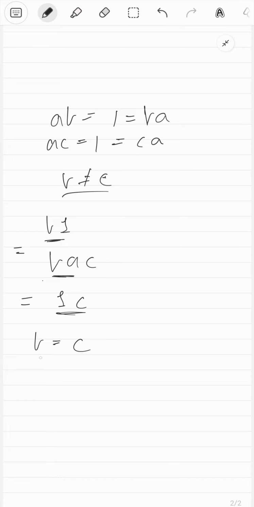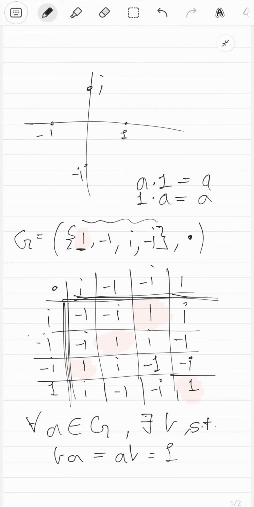So this is a contradiction. So clearly you can't have two different inverses. So there are always going to be unique inverses for this sort of structure, right?